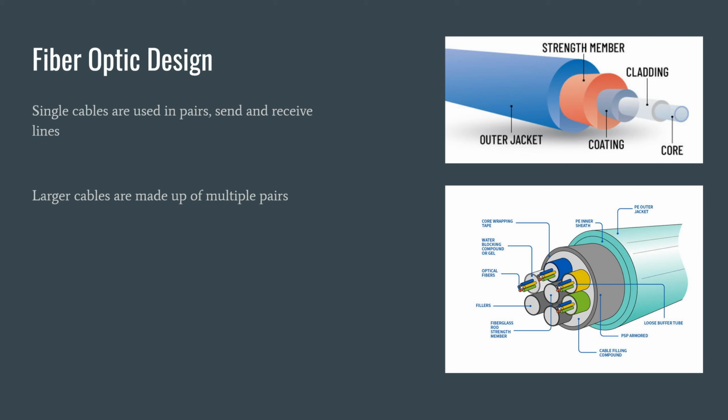Single core fiber optic design is going to consist of a glass core, a reflective coating around that to prevent attenuation, a strengthening member, and an outer jacket to protect against wear. Larger cables, made up of a number of pairs of fiber optic cables, are used for undersea transmission lines. These are going to have multiple armored layers, as well as multiple sets of fiber optic cores.